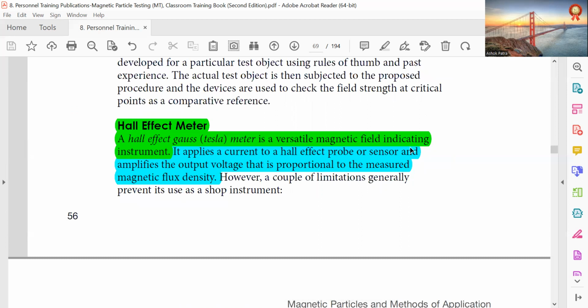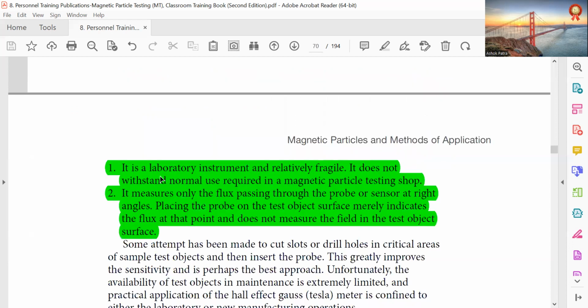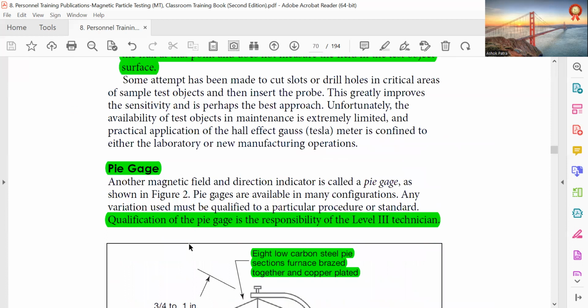The Tesla meter is a versatile magnetic field indicating instrument. It applies a current to a Hall effect probe or sensor and amplifies the output voltage that is proportional to the measured magnetic flux density. It is a laboratory instrument and relatively fragile. It doesn't withstand the normal use required in a magnetic particle testing shop. It measures only flux passing through the probe or sensor at right angles. Placing the probe on the test object surface merely indicates the flux at that point and doesn't measure the field in the test object surface.